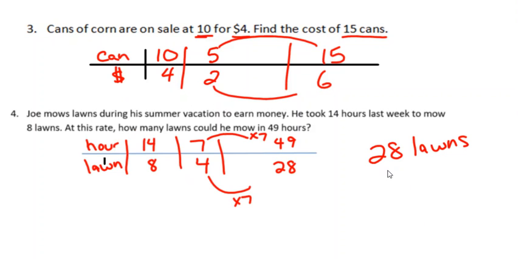All right. Check out that answer. Took her 28. She got 28 lawns in 49 hours. Whew, lots.